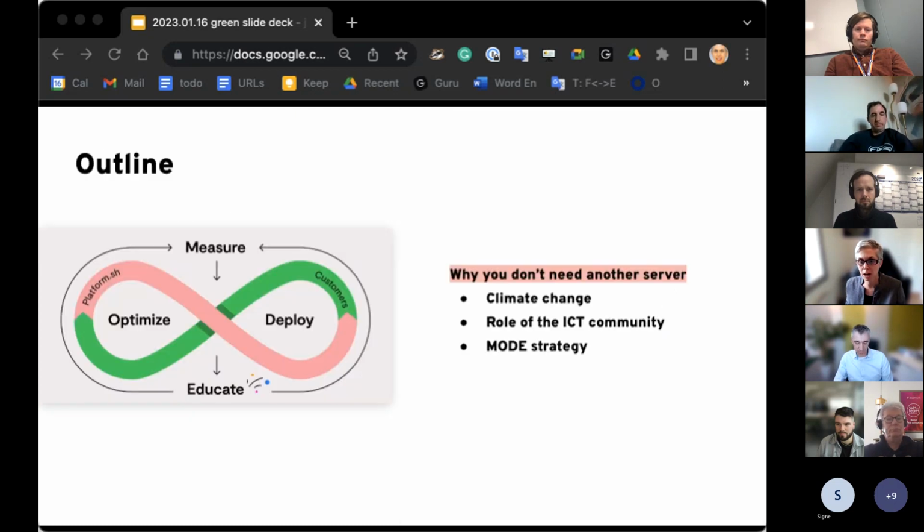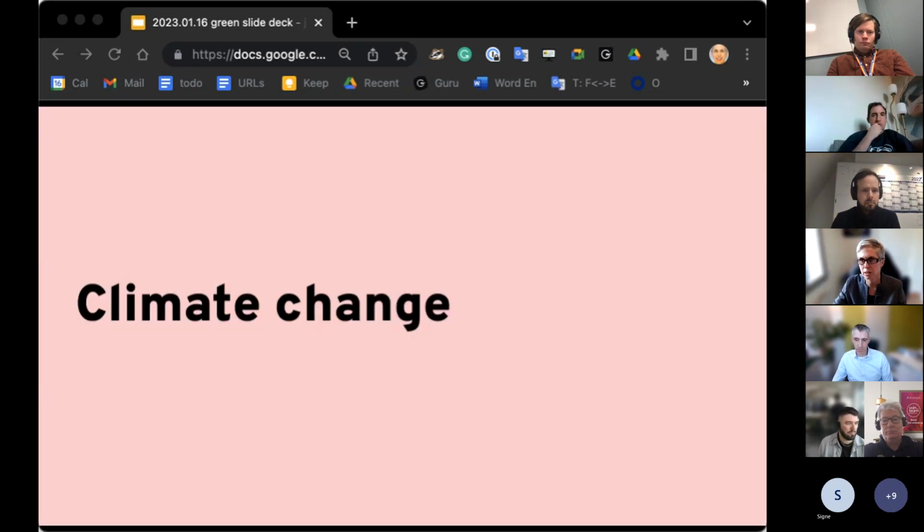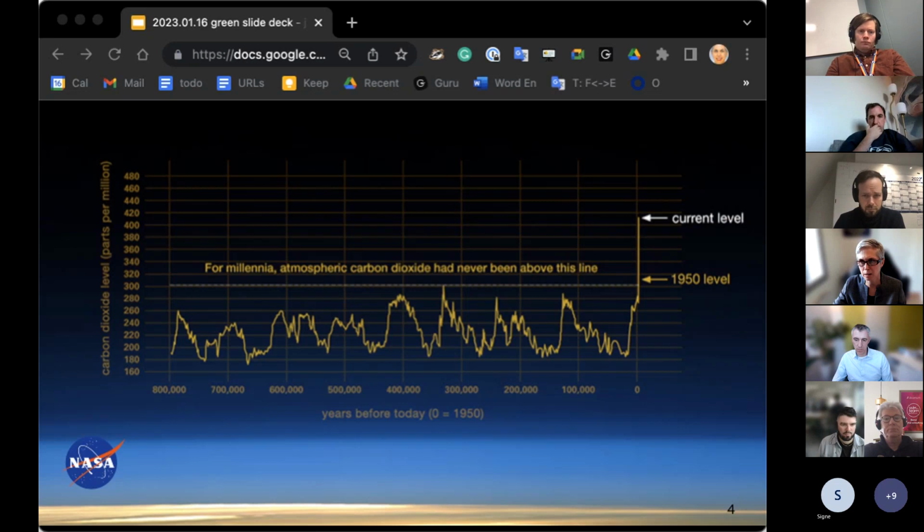Okay, so just to give you an overview of the talk today, I'm going to be talking a little bit about climate change, because I'm passionate about it, can't stop talking about it. And then the role of the ICT community and why this is relevant, and then a strategy that we've developed to think about the steps you need to take in order to understand and then reduce emissions in the cloud. So about climate change, maybe you're all familiar with this.